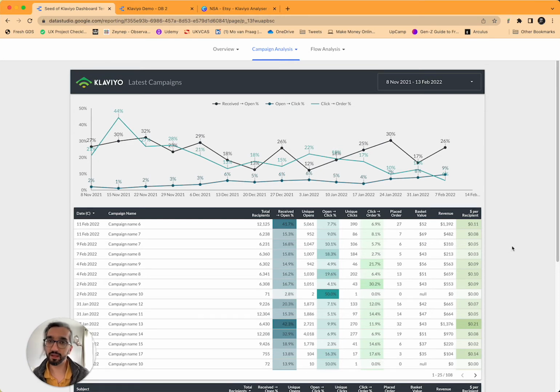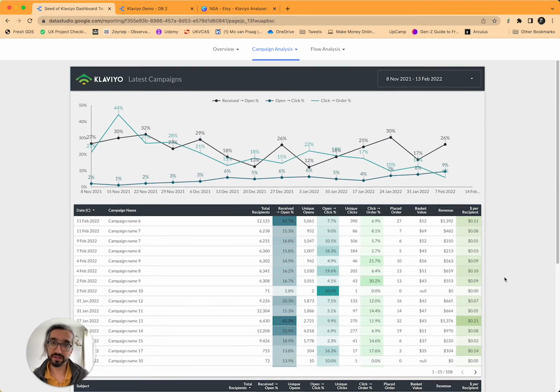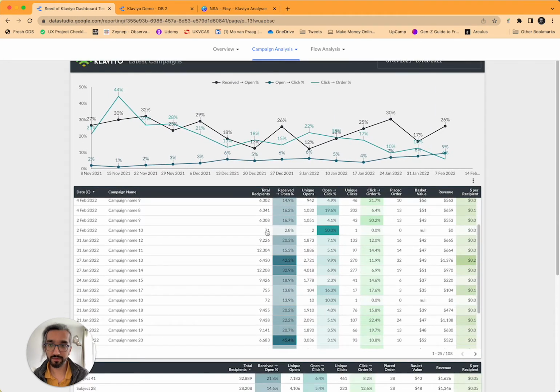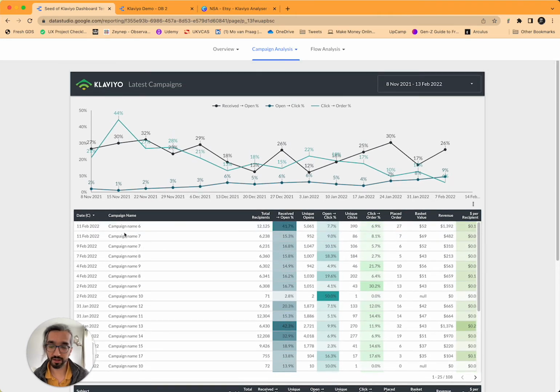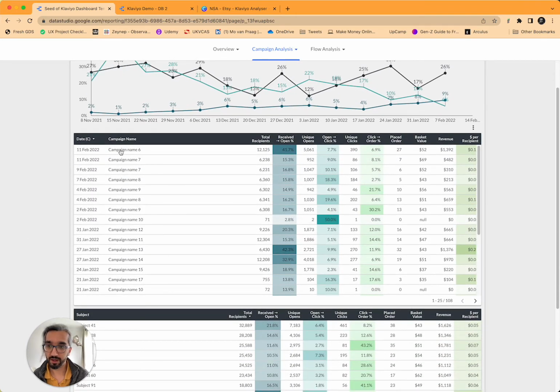You are sending emails, but how many dollars do you receive for every email sent? So this is very important for me to understand the campaign performance. And I can say, okay, this is my favorite campaign because they are all great metrics.